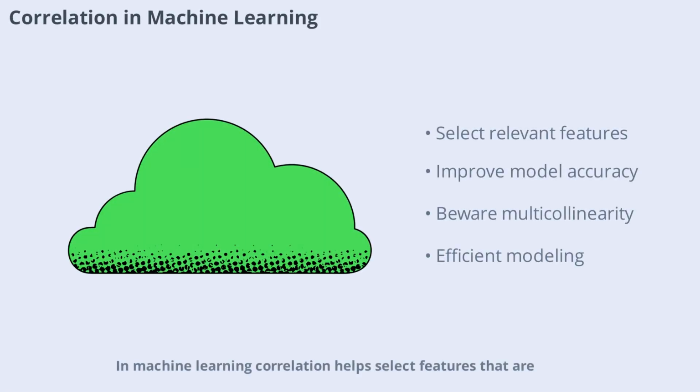In machine learning, correlation helps select features that are most relevant for building predictive models. By identifying which variables are strongly related to the target, you can improve model accuracy and efficiency. However, beware of multicollinearity, where variables are too closely related.